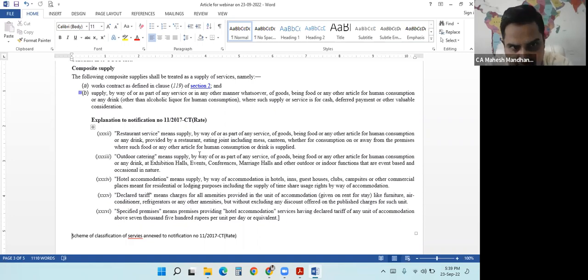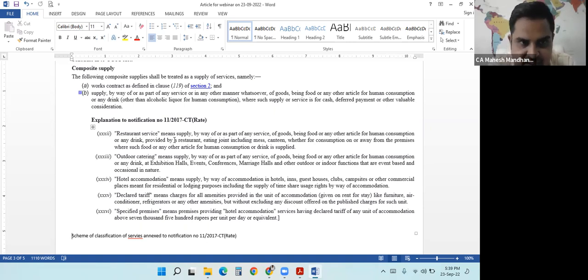And even the definition of restaurant service itself tells that the supply of food or any service provided by, this is very important, provided by whom? By a restaurant, an eating joint, a mess or a canteen, will be treated as restaurant service. Cloud kitchens and centralized kitchens are not covered in the definition of restaurant service itself, because they are neither a restaurant nor a mess nor a canteen. They are totally a separate category in itself.